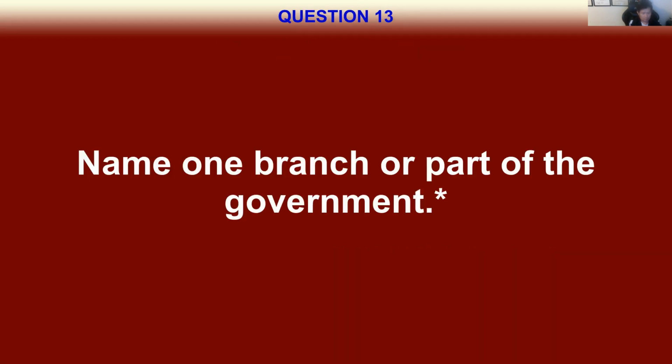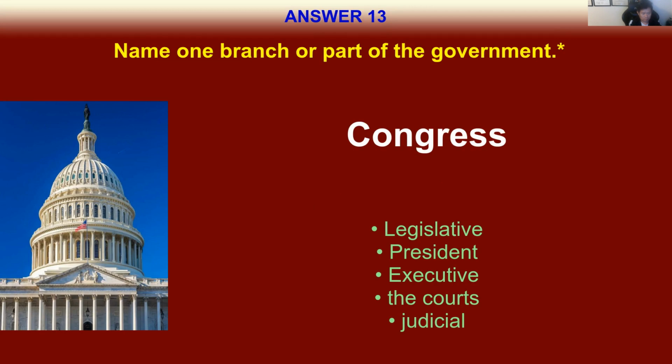Name one branch or part of the government. Congress.